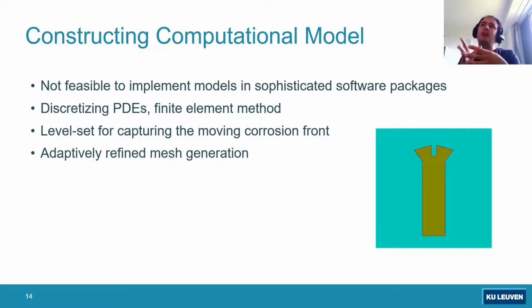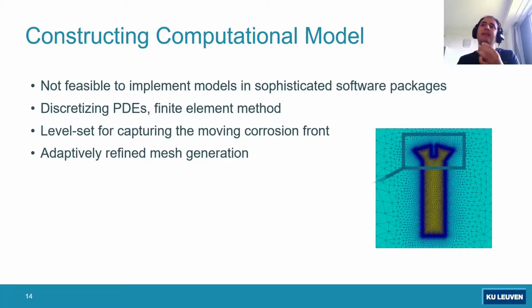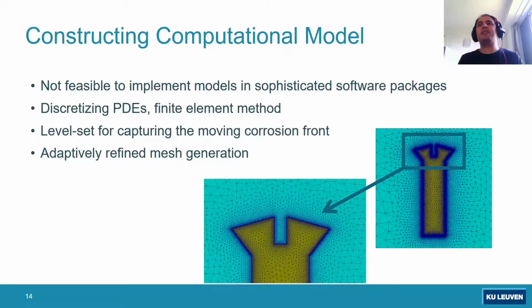This is how it works: we refine the mesh on the interface between the metallic parts and the surrounding medium. In this case, you can see an example in 2D for a simple screw. But in 3D, it becomes very, very intensive because you have millions of elements. And that's why we need HPC for this.